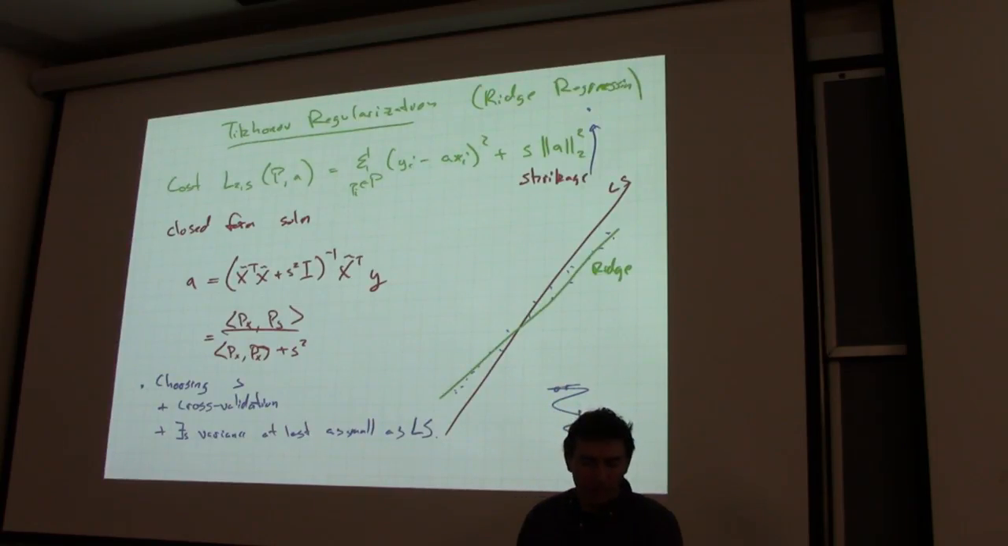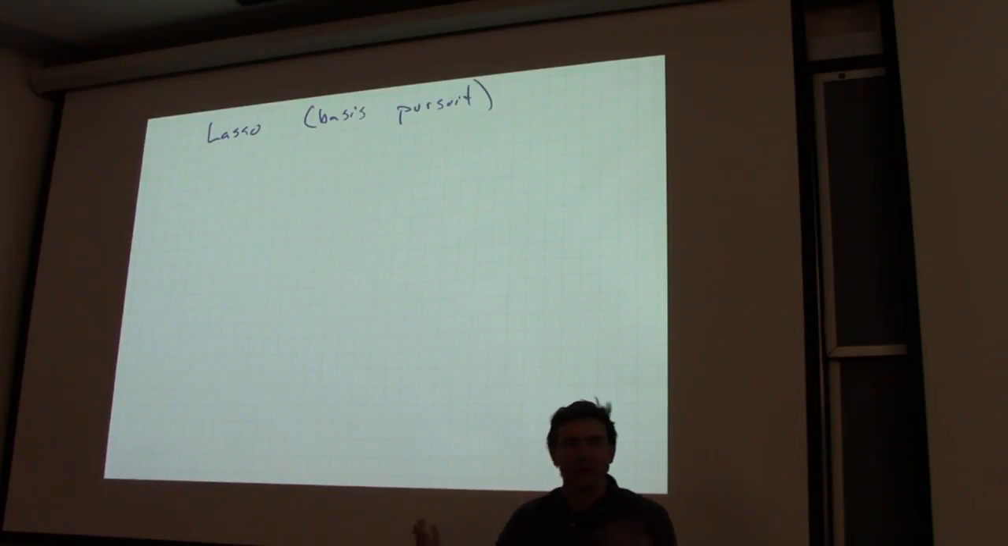Okay, one more thing I want to talk about in this lecture is a cousin of ridge regression called lasso, or sometimes called basis pursuit. And these are, again, the same thing.